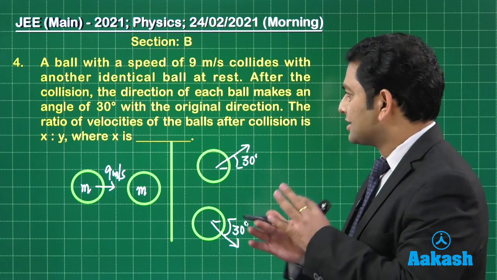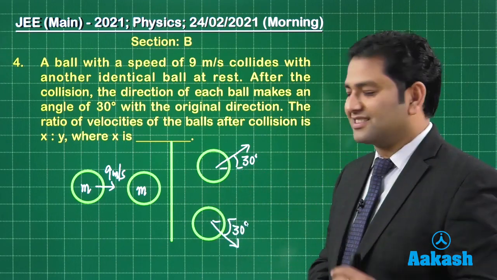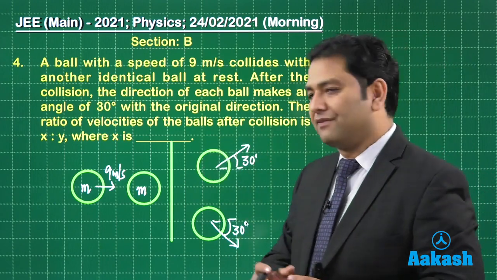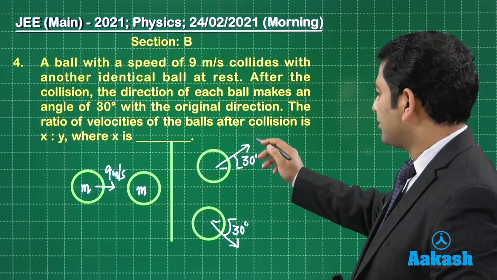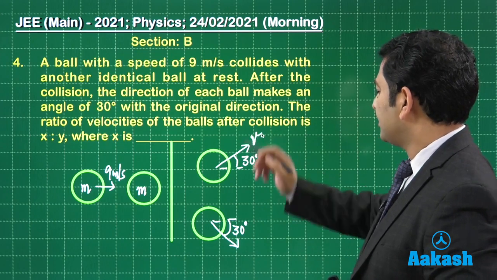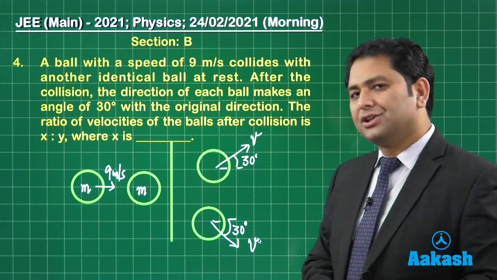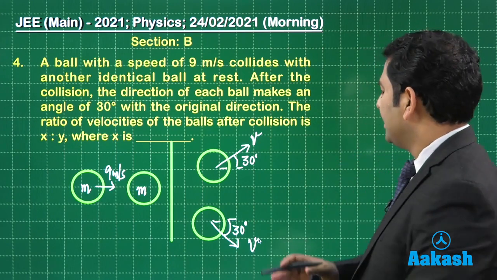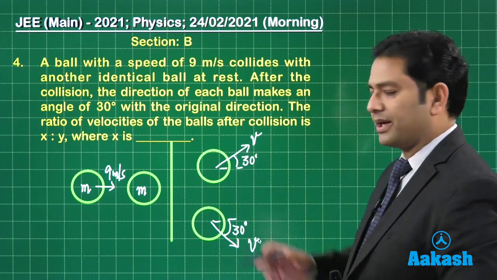See, the question does not ask us the value of velocity. It simply asks us the ratio of velocity. Now you could see that the matter is so symmetric. If I call this velocity v, this has to have the same magnitude v. You see, the ratio of the magnitude has to be the same because it's symmetric.